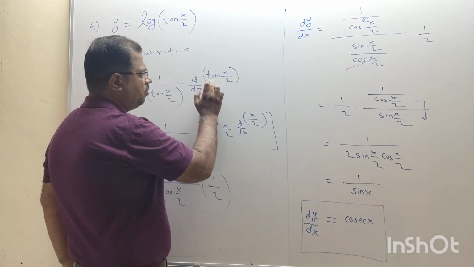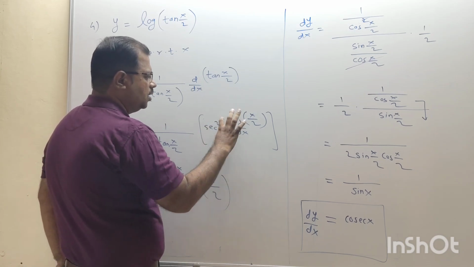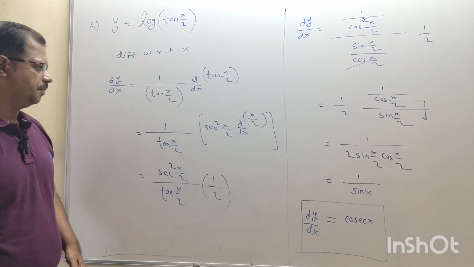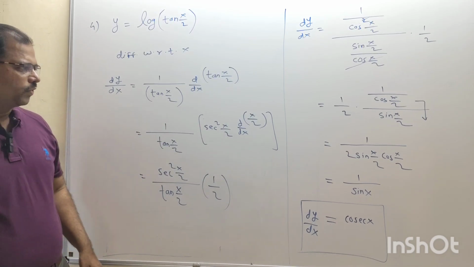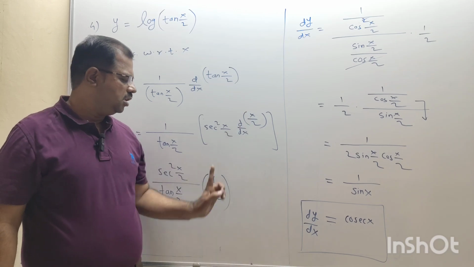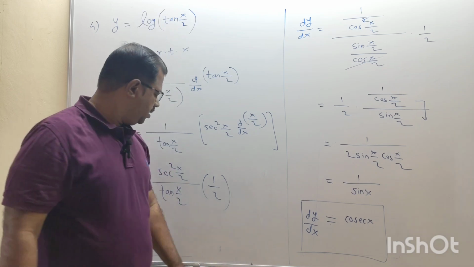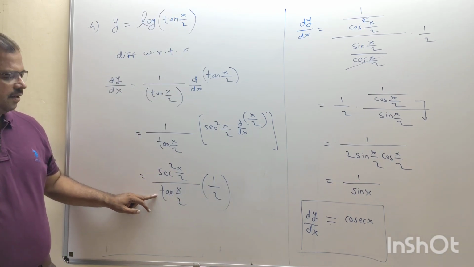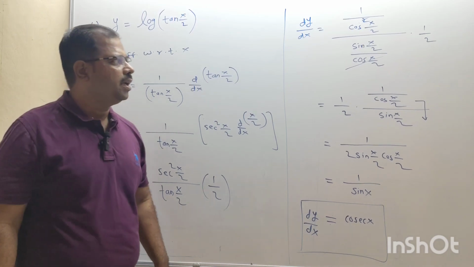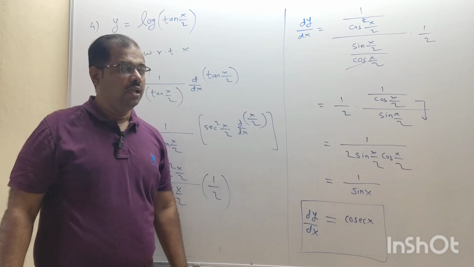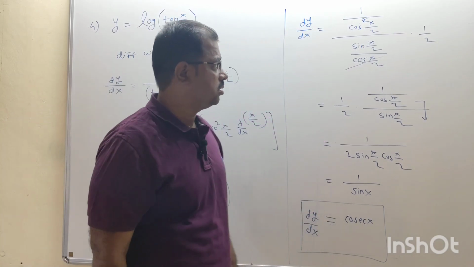We know that the derivative of tan fx is sec square fx, so the derivative of tan x by 2 is sec square x by 2 into the derivative of x by 2, in the numerator. Now sec square x by 2 into 1, sec square x by 2 upon tan x by 2. We know that the derivative of x by 2 is 1 by 2, because the derivative of x is 1. Now in such a condition, sec square and tan, first we have to make them in basic ratios. There are two basic ratios, sine and cos. Every trigonometric ratio is made from these ratios.